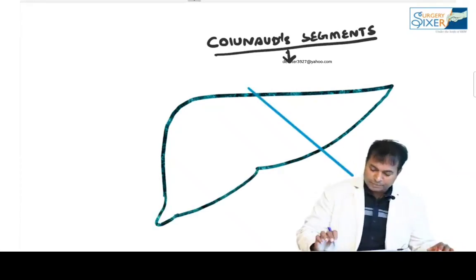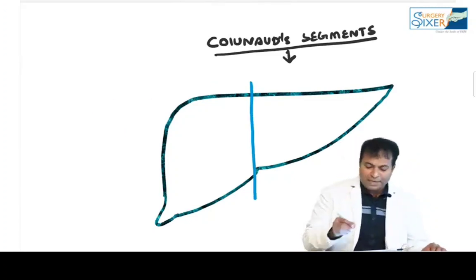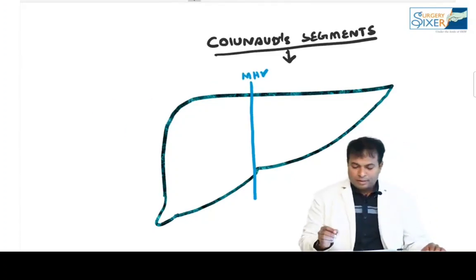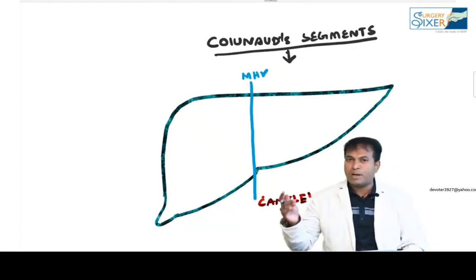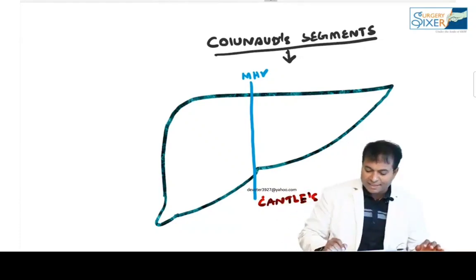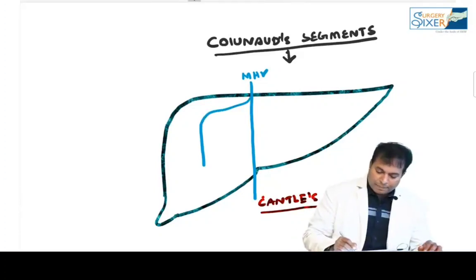The main division is by the middle hepatic vein, which is mainly dividing the liver. The middle hepatic vein corresponds to a line known as Cantlie's line. Cantlie's line is the exact division of the liver into right and left. So the anatomists say that dividing the liver into left and right lobes by the falciform ligament is not the correct one. The correct division is by Cantlie's line, which runs at the level of the middle hepatic vein.